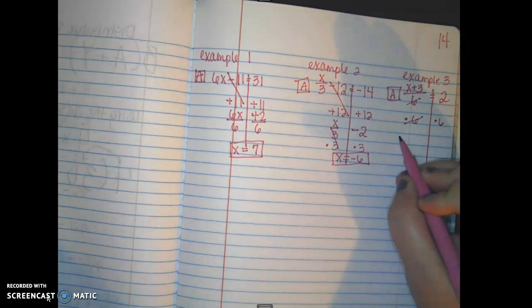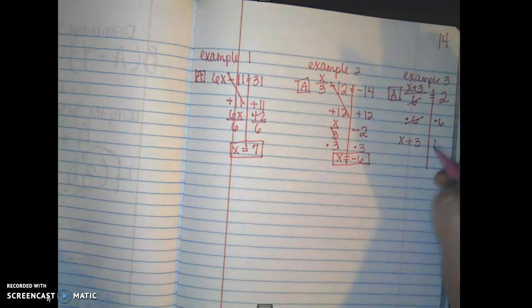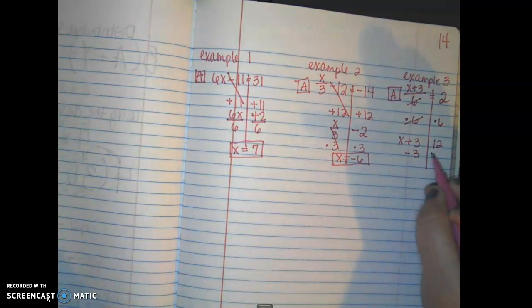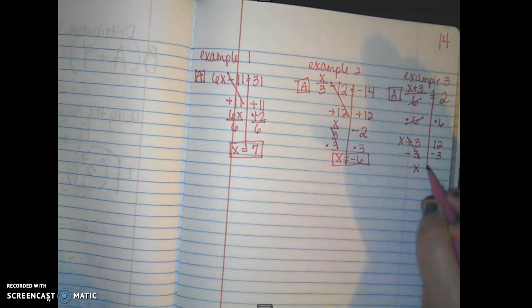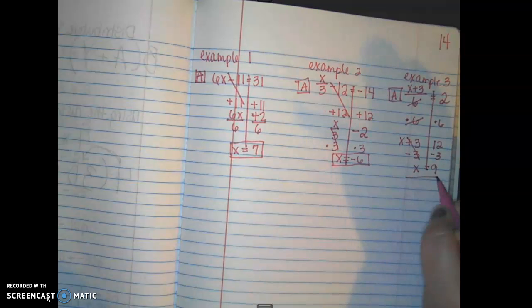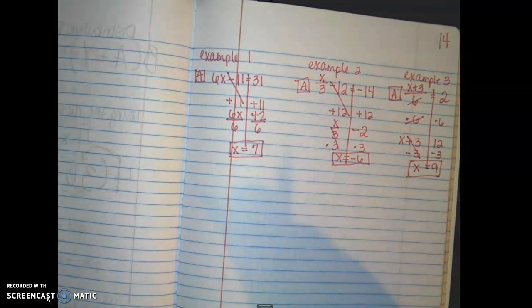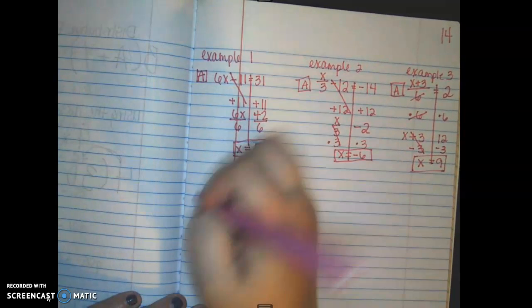Leaving me with x plus 3. 2 times 6 is 12. The inverse of adding 3 is to subtract 3. These cancel, leaving me with x equals 9. All right. We're going to look at some more examples. We're going to go down a little bit, and we're going to look at some example B.